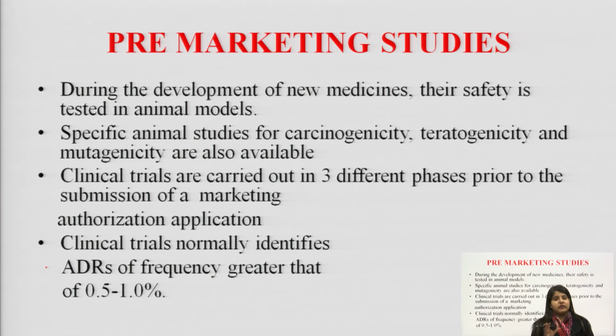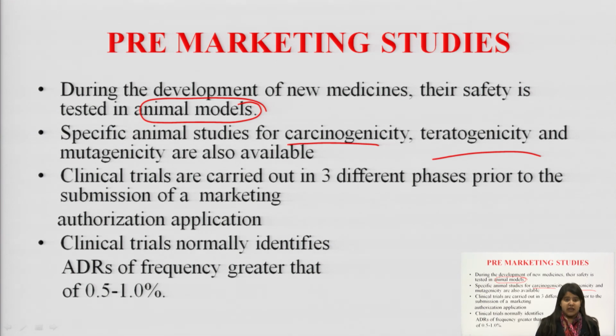So, before marketing the drug, the studies are generally conducted on animal models. And in these animal models, we check for major problems. We check for carcinogenicity, whether the drug is causing cancer or not. We check for teratogenicity, that is, if a pregnant female takes it, whether it will cause any problem to the mother or the fetus. So, these are the major things that we check. Also mutagenicity. We will check these major problems in animal models.